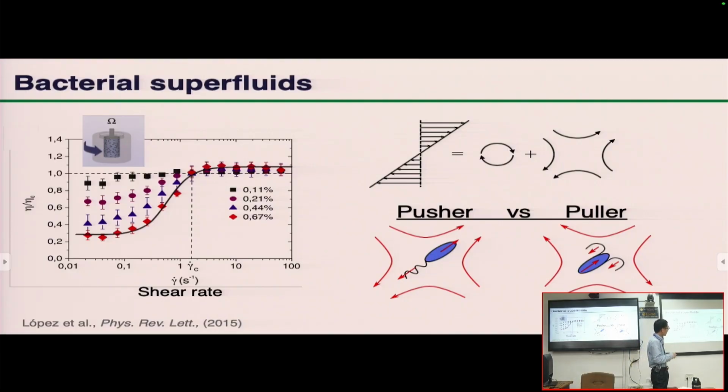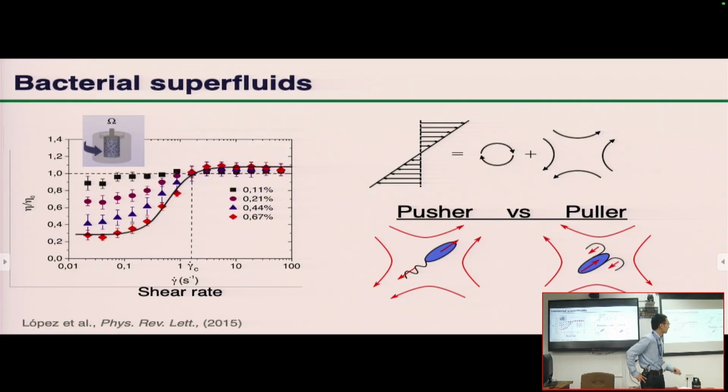So that's for pushers, right? And for the other type of bacteria, pullers, the flow is in the opposite direction. So you're actively resisting the motion I'm generating, which means if you were to do an experiment for pullers, you're not going to get a lower viscosity. So that's why this is done for E. coli, where only for those kinds of bacteria you can get a reduced viscosity in this kind of experiment.